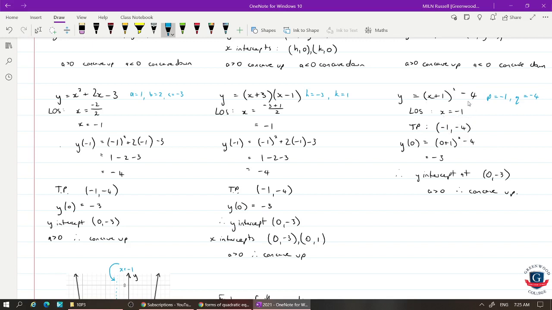The turning point, substitute that value into this equation. Oh no, that's not true at all. That's -1. The other part of the turning point is just the -4 on the end. You don't have to change the sign this time.